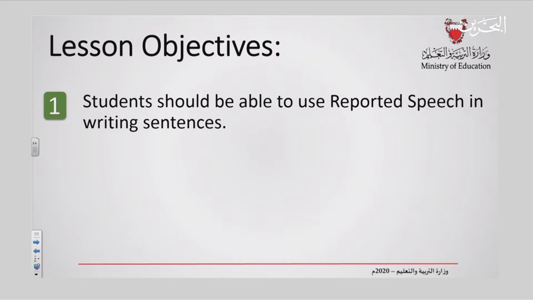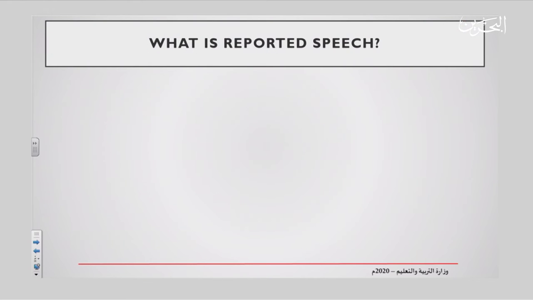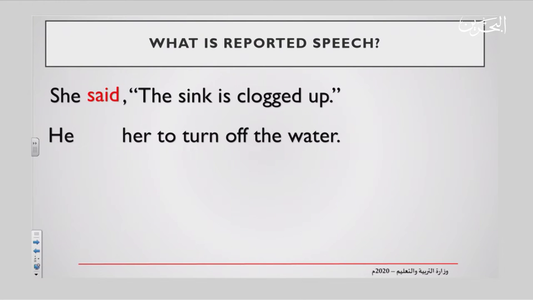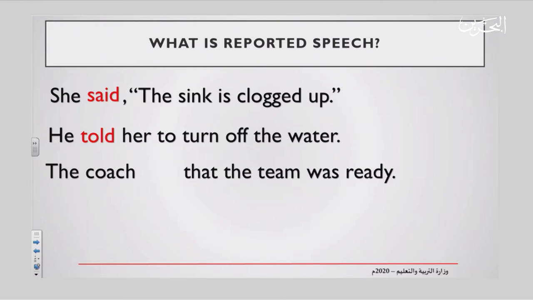All right, lesson objectives. By the end of the lesson, you should be able to use the reported speech in writing sentences. So what is a reported speech? Let me give you a sentence. She, comma, quotation mark, the sink is clogged up, quotation mark. Now, it is missing something. It is missing said. He told her to turn off the water. You need reported speech. Told. The coach said that the team was ready.